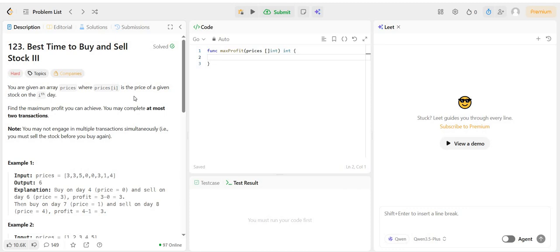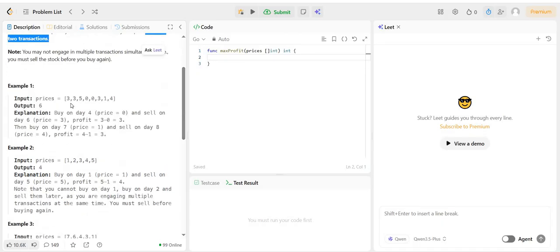Now this is the third problem, where we are going to do at most two transactions. If you read it, at most two transactions we can do, not more than that. So this is similar to what we were doing before, to maximize the profit. Let's say I am buying on this and selling on this. Here they have also mentioned buying on this and selling on this, which gives a profit of 3. Again buying at 1 rupee and selling at 4, so 4 minus 1 is 3. Total will be 6.